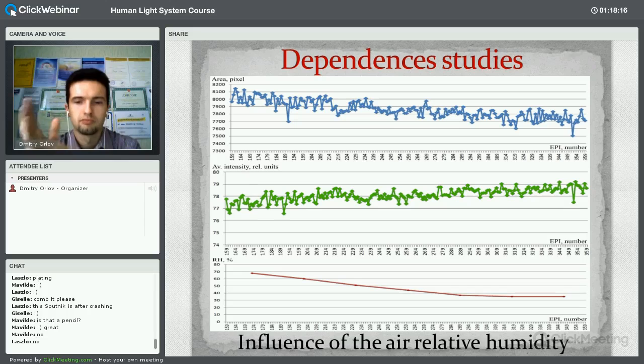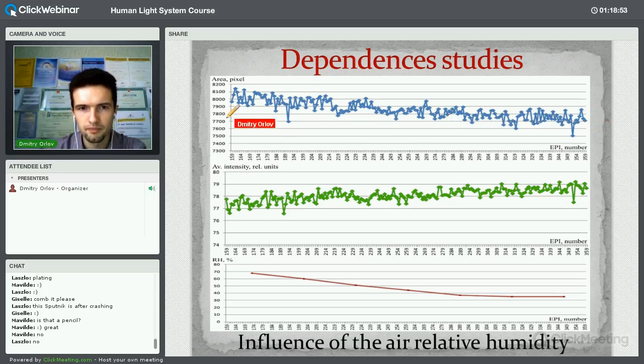So then, the influence of the relative humidity. You see the changes in time of the humidity. It started from 68 and changed over to 35. This is the consecutive number of the EPI image, and this is the intensity graph, this is the area graph. So you see that the change delta here is very low.